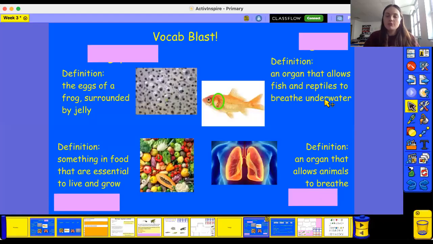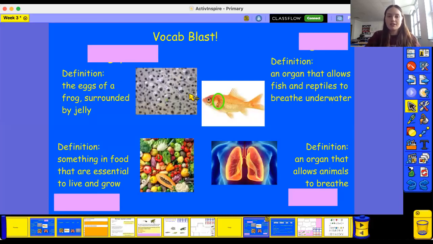Hi everybody, welcome to our last literacy lesson before the half term. Make sure you've got your pen, pencil, everything that you need, and then we'll get straight away started on our vocab blast. So we're recapping the words that we learnt yesterday.